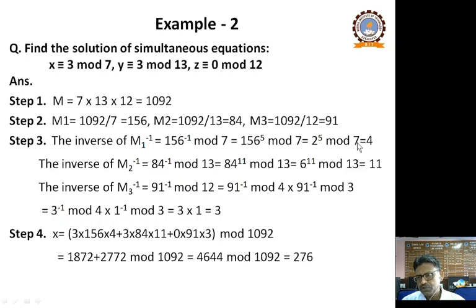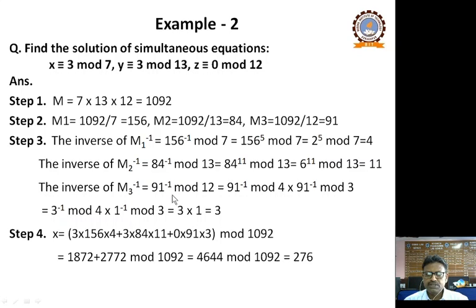32 minus 28, that will get 4. Similarly, the inverse of m2 is 84 inverse. We apply the same Fermat's theorem: 84 to the power p minus 2, p is 13, so 84 to the power 11 mod 13. 84 is already large, so when we take the remainder of 84 divided by 13, we get 6. So 6 to the power 11 mod 13, and we get the value 11.